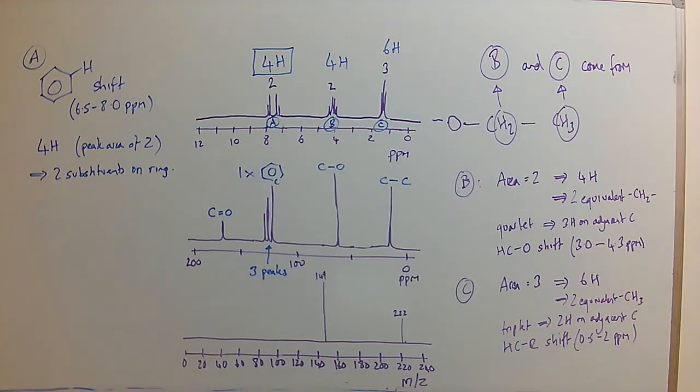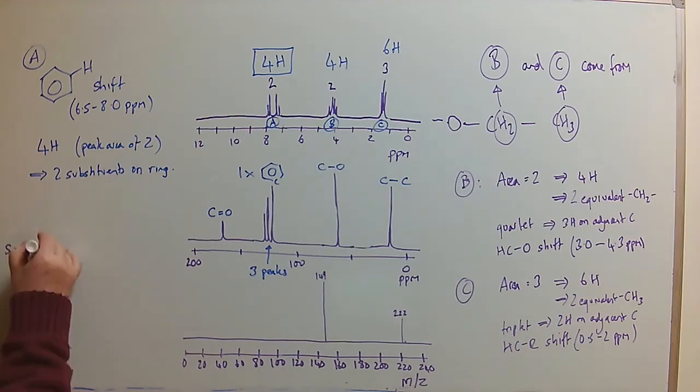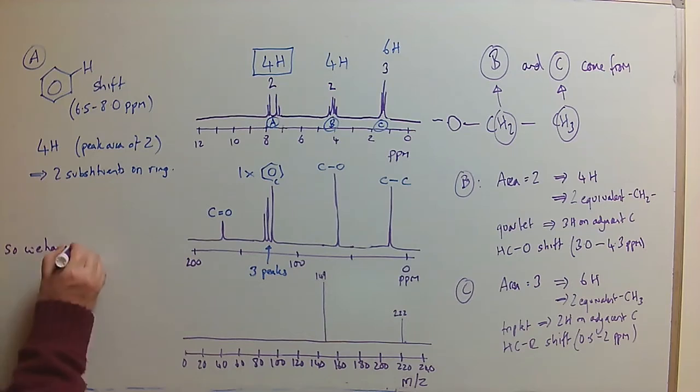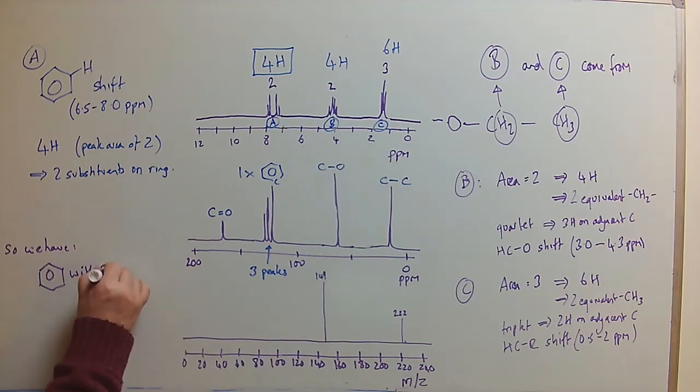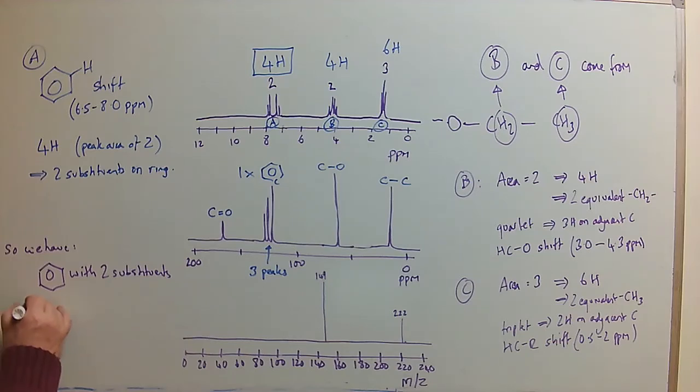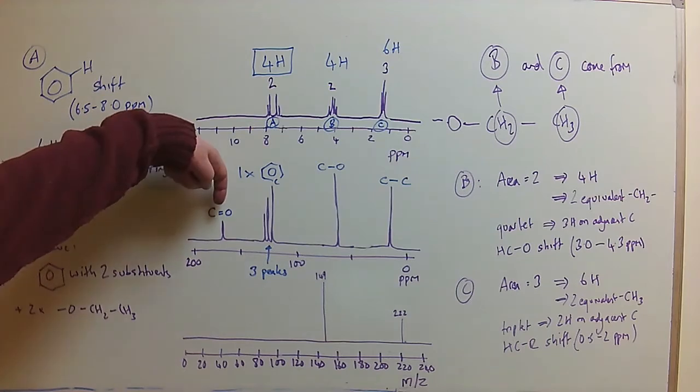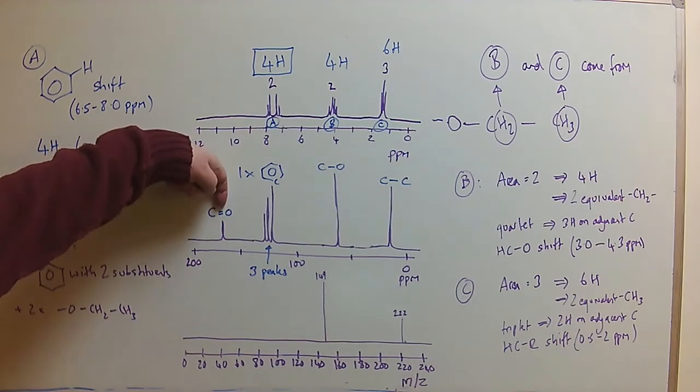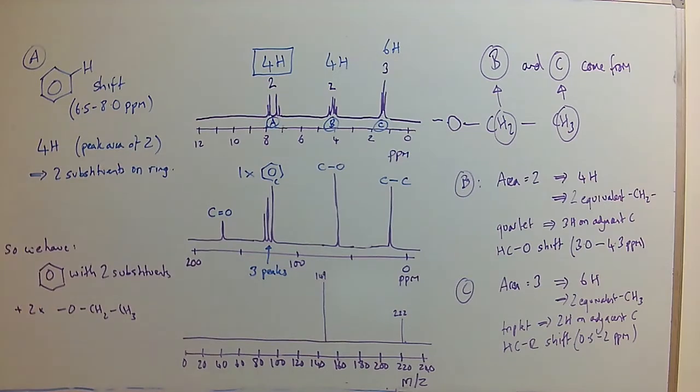So what we're looking at then is that we think that we have a benzene ring with 2 substituents, but we don't yet know how they're arranged. And 2 OCH2CH3 groups. So the next thing is that we've got to work out what else there must be, because apart from anything else there is a carbonyl peak in the carbon-13 NMR which isn't accounted for by any of this.